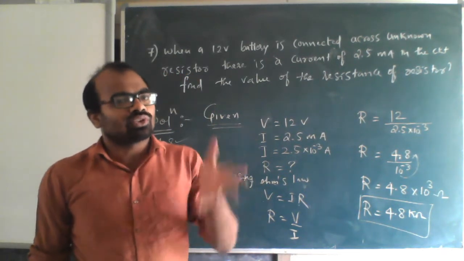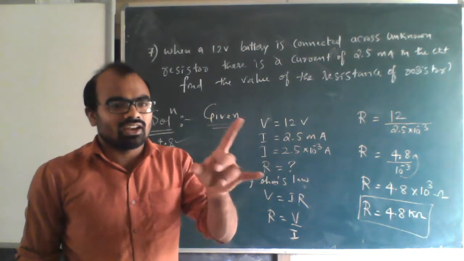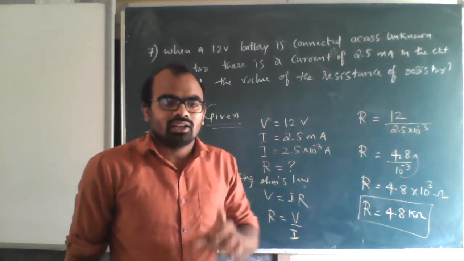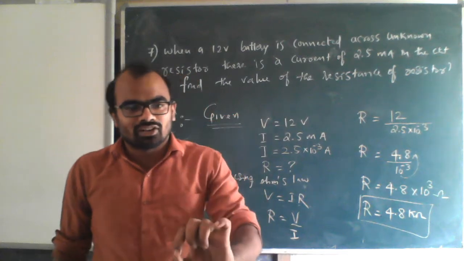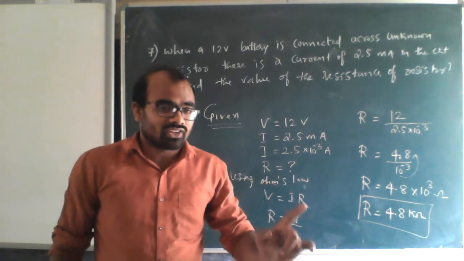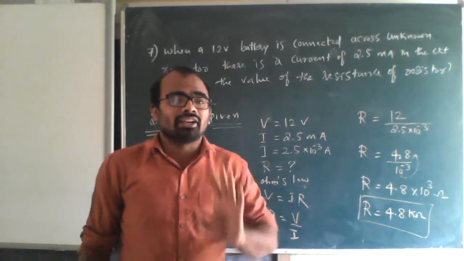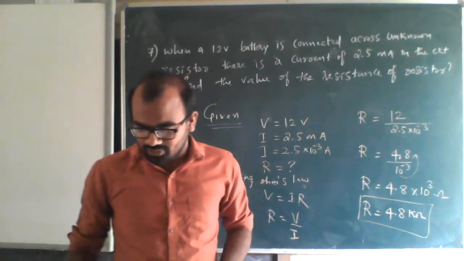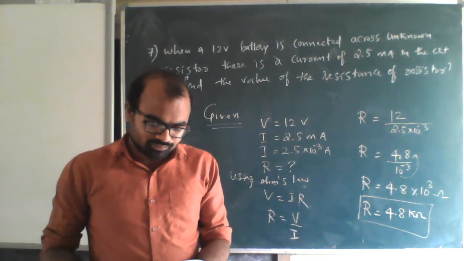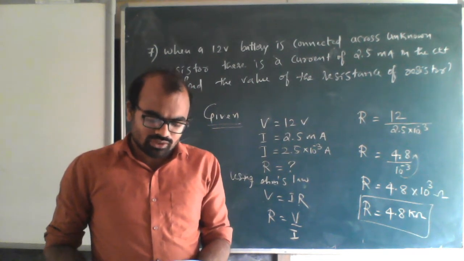R equal to rho into L by A, in that only it is there: L, A and nature of the material. That means resistance of a conductor depends on the length of the conductor, the area of cross section of the conductor and the nature of the material. These three points we have to remember.